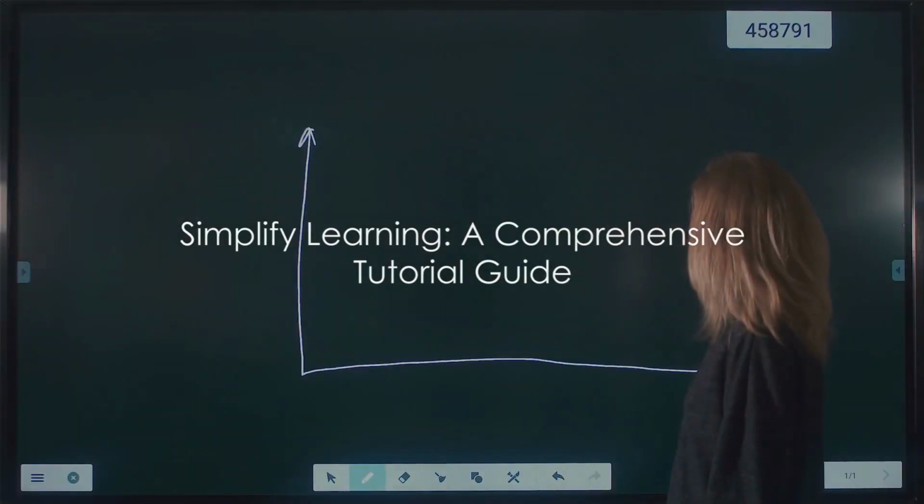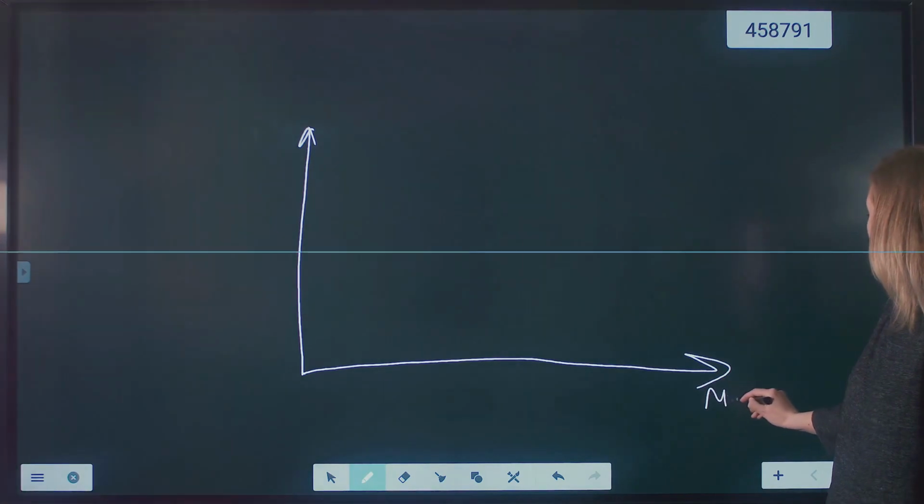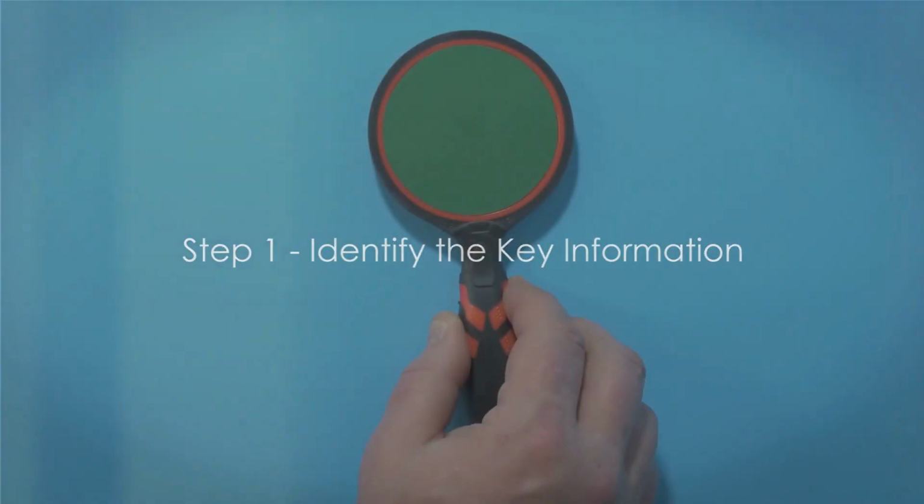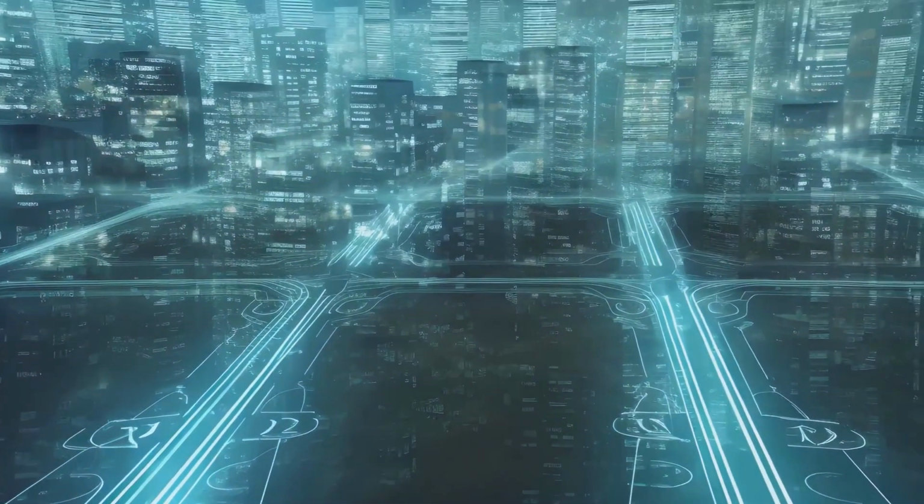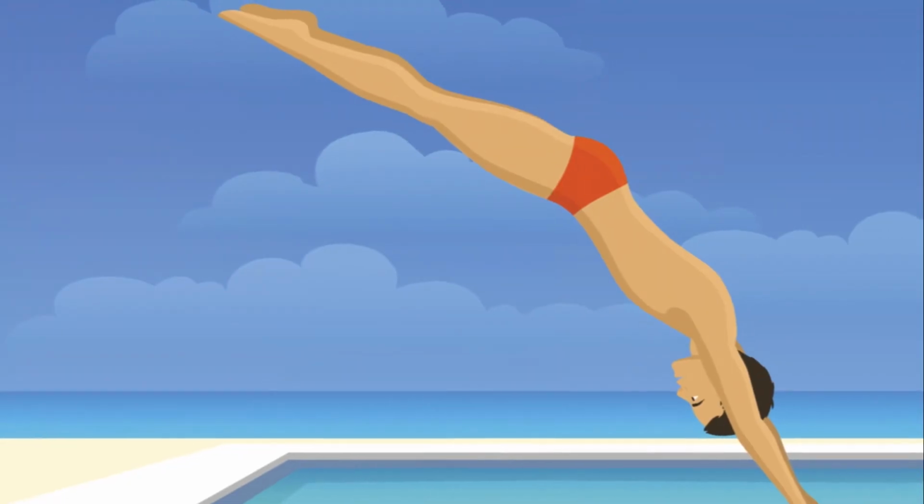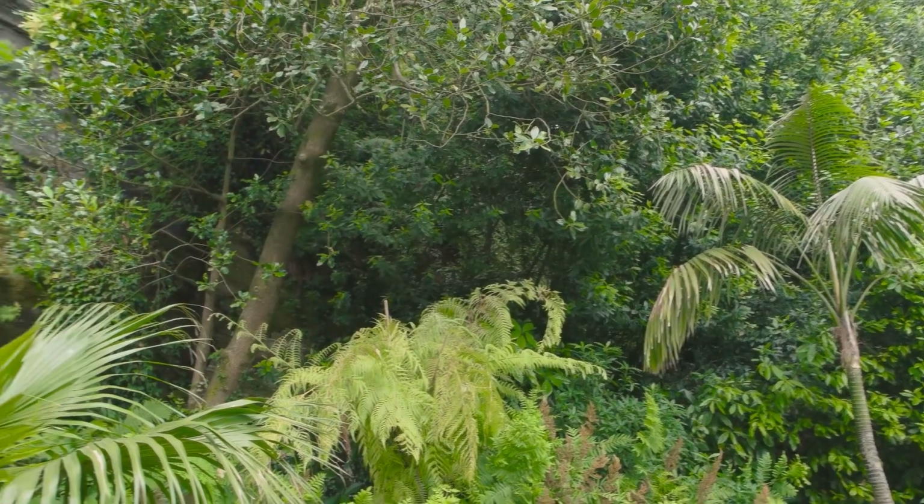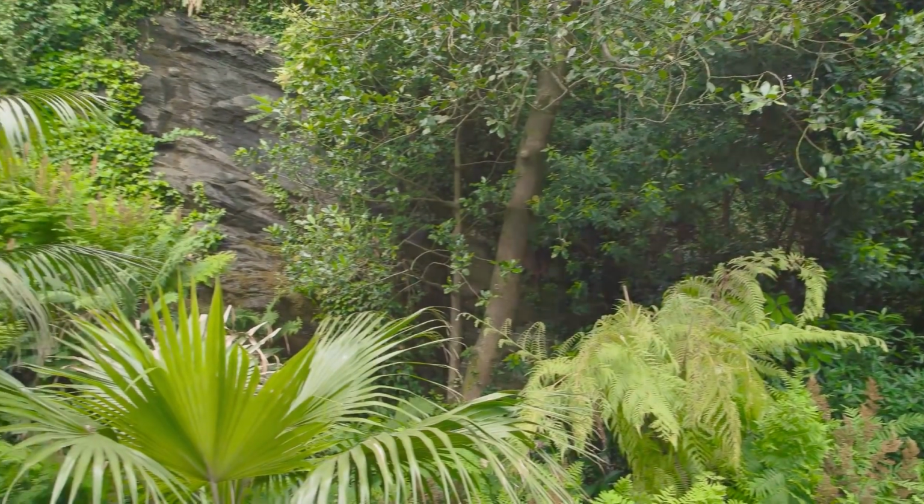Fear not, this tutorial is here to guide you on how to simplify information and make it more accessible. The first step in simplifying information is identifying what's key. Imagine you're standing in front of a vast ocean of data. It's overwhelming, isn't it? But don't worry, the trick is to not dive headfirst. Instead, look for the islands of key information amidst the sea.